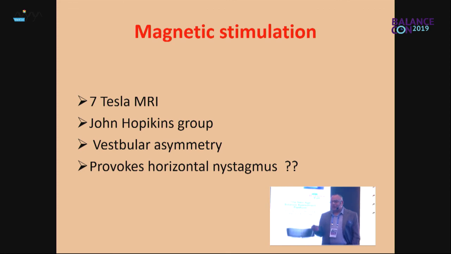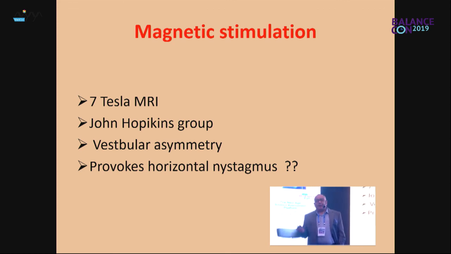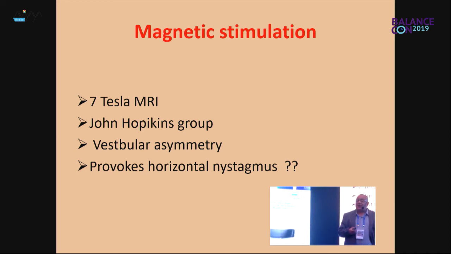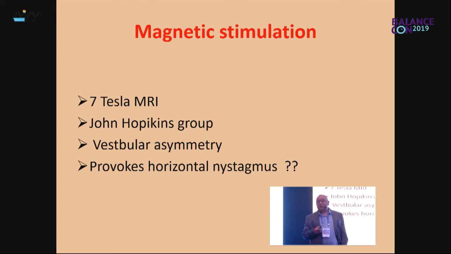I want you to think, it always gives a horizontal nystagmus. Also cases of vertebrobasilar insufficiency, in most of the cases, they give horizontal nystagmus. Also most of the cases of Meniere's disease give horizontal nystagmus. So do you have an explanation for this?